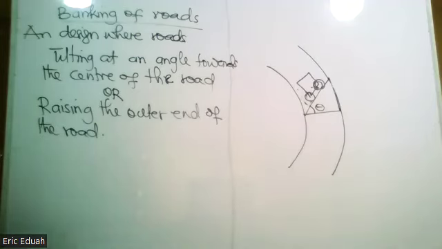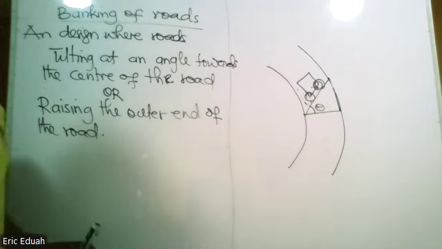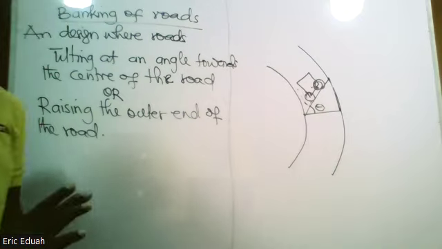And when roads are tilted, it enables motorists to embark on a certain maximum allowable speed, which cannot be embarked on when the road is not banked.